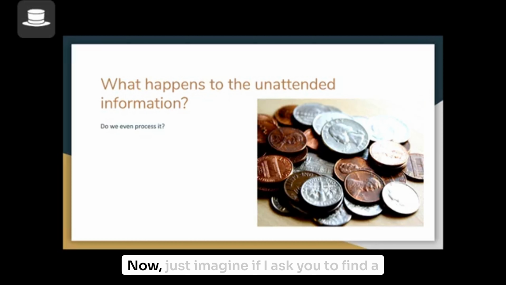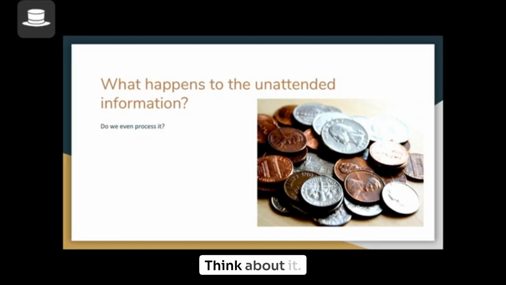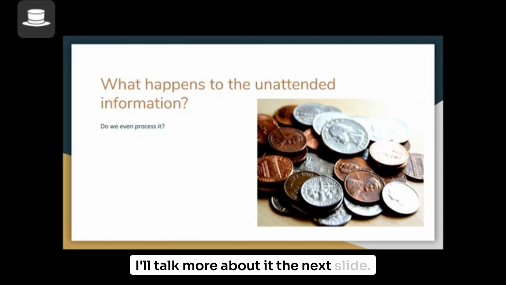Think about it. Now, just imagine if I ask you to find a nickel from this particular bunch of coins. Now, do you directly go to the nickel and pick it? Or do you also process other coins, then choose the nickel? Think about it. I'll talk more about it in the next slide.